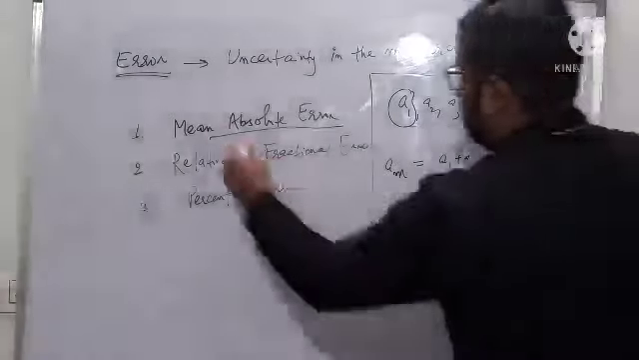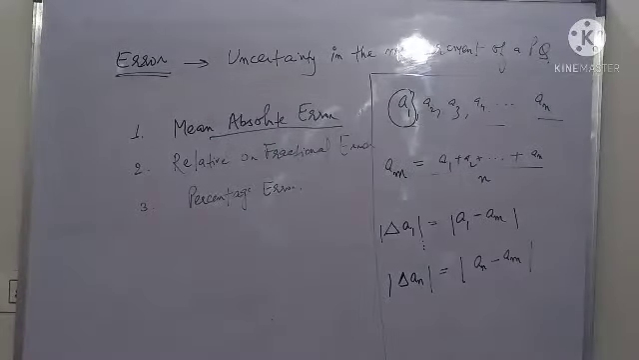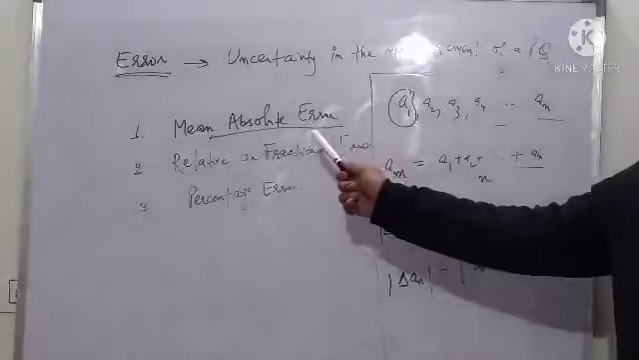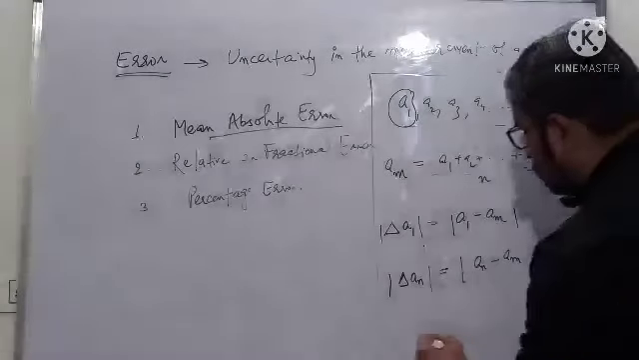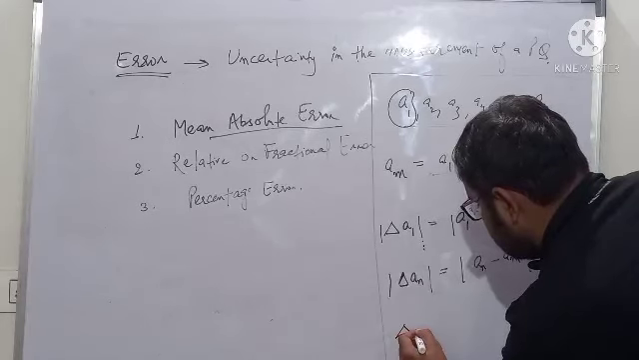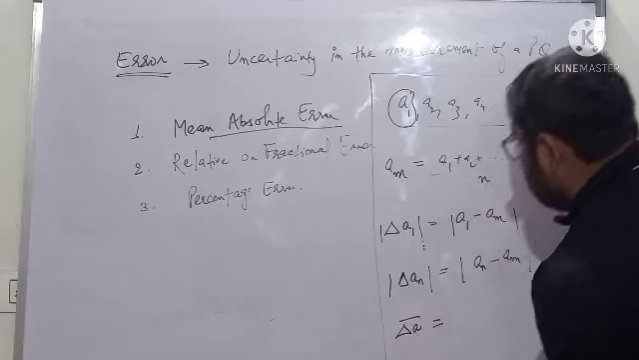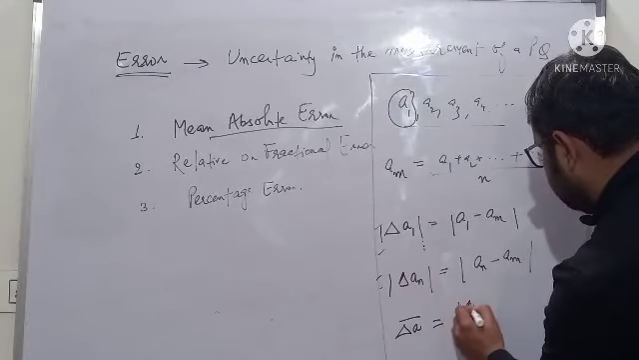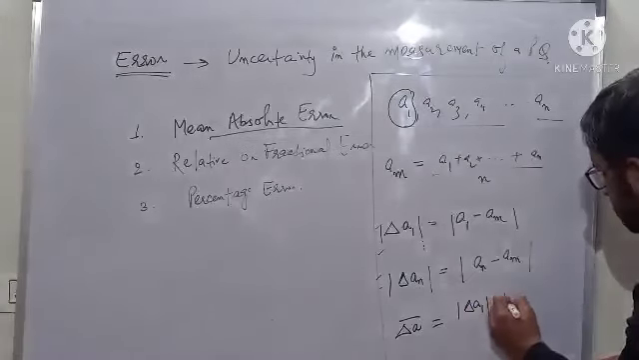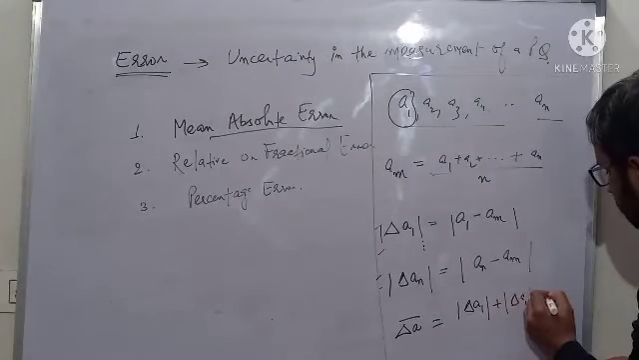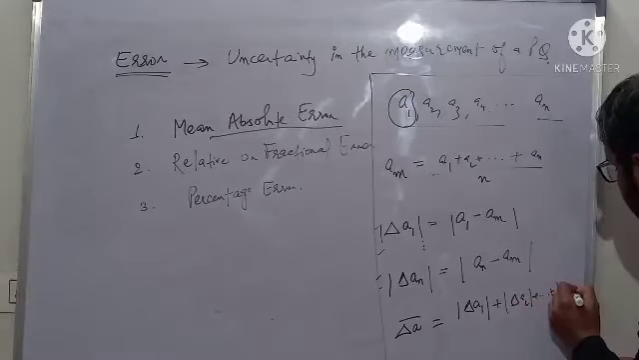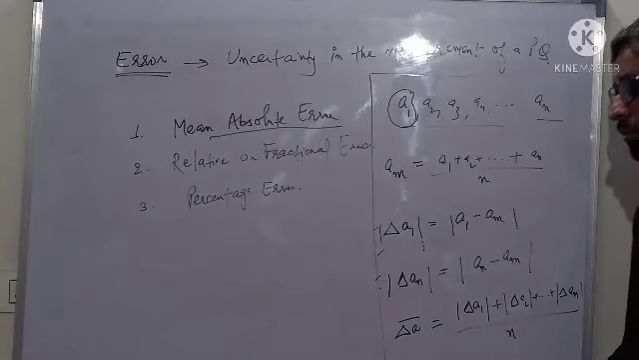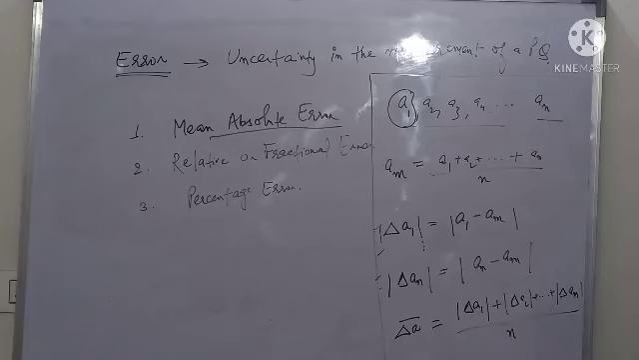And I am talking about the mean here. So what we will do? We will take the mean of all these absolute errors, which will be equal to the mean absolute error. Let us call this mean absolute error delta A bar. So this delta A bar will be equal to the average of all these absolute errors: mod of delta A1 plus mod of delta A2 plus up to so on plus mod of delta AN, divided by the number of observations. So now this is my mean absolute error, right?